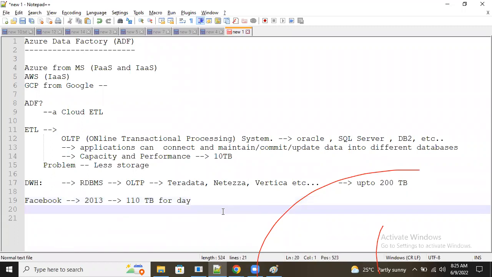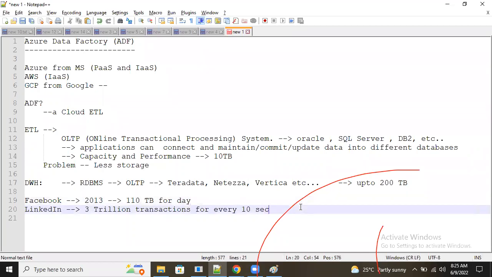Just imagine now, LinkedIn. You know the size of LinkedIn? 3 trillion transactions every 10 seconds. That means for 1 minute, 3 into 6 is 18 trillion transactions happening every 1 minute.